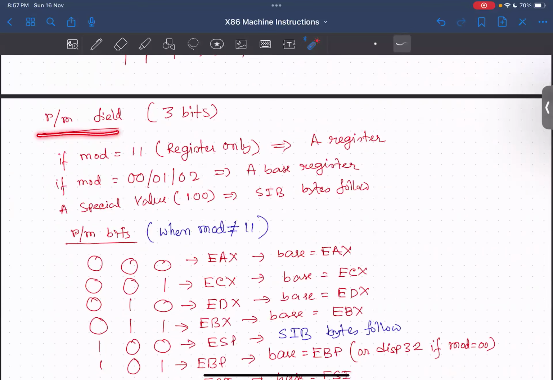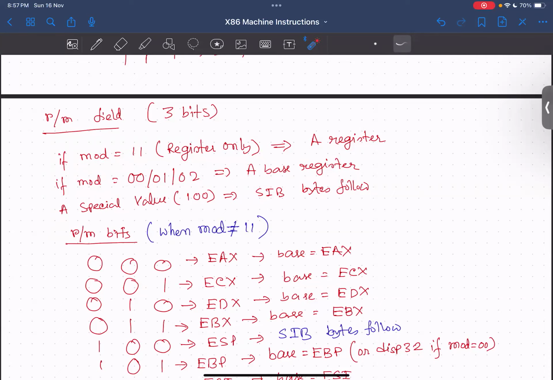So for the RM field, again, you have 3 bits, and it basically depends on what kind of value you have in the mod bits. If the mod bits are 11, then this field will tell you that this is a register and which register is specified, right? And if the mod bits are 00, 01 or 10, which are memory addressing modes, then this will tell you what kind of base register you have, whether it is following some kind of scale-index format or not.